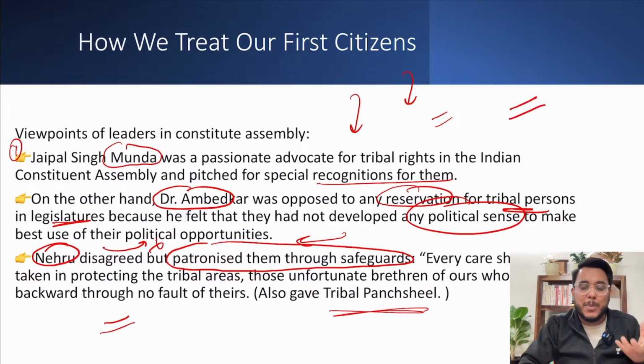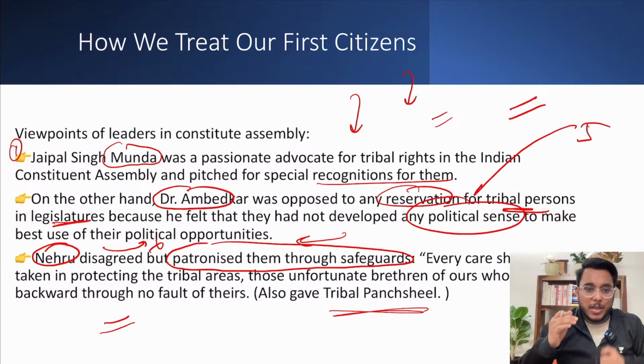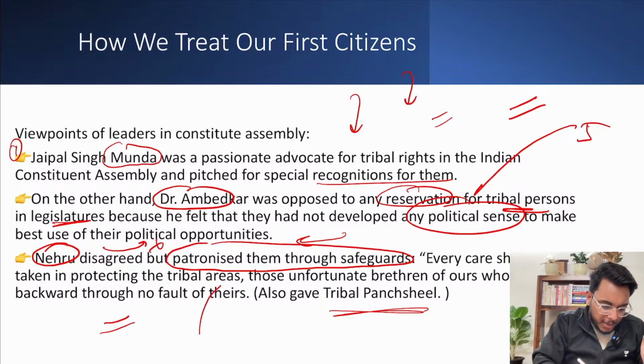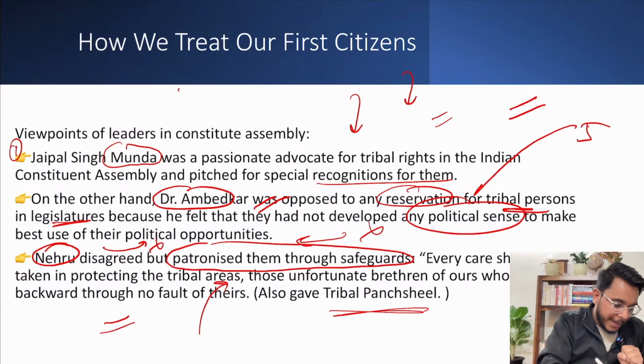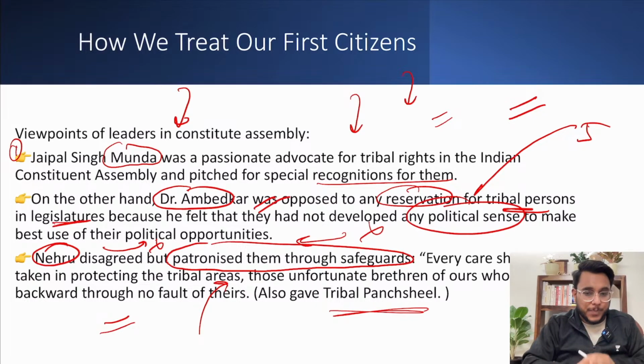The tribal people's development should not be seen on the basis of money that has been spent, rather on the basis of the development that has come. So in this particular line, five principles have also been given. Nehru's policies, it has been said, were more of a patronizing kind. Dr. B.R. Ambedkar did not believe that any political right should be given, and Jaipal Singh Munda believed that special recognition should be given to them.